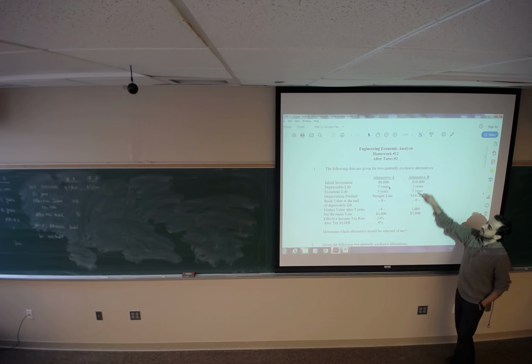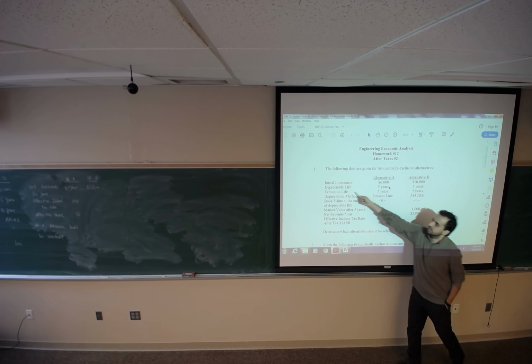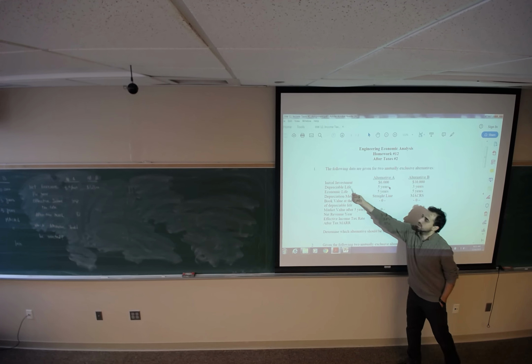What is the class of this asset? It is 3 years because its depreciable life is 3 years. The book value at the end of depreciable life is given as zero, and the market value after 5 years is zero for this one. For this one is 1,000.